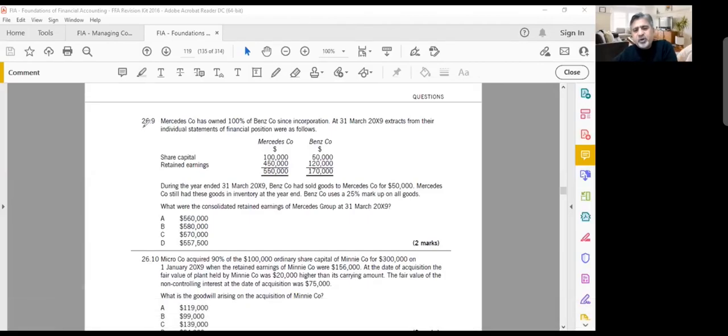Rather than taking it to Excel, I would prefer to solve it here. These are short, simple questions. We don't need long calculations, so we are not going to Excel. First of all, I'll read what the requirement is.